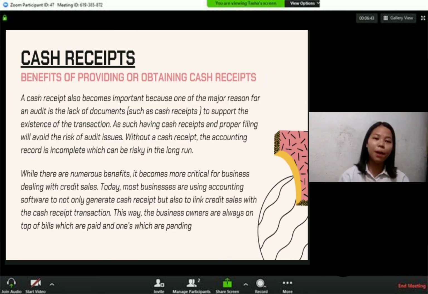The following are benefits of a cash receipt, such as having a cash receipt and proper filing will avoid the risk of audit issues. And nowadays, because there are numerous benefits, there is software to make a cash receipt.